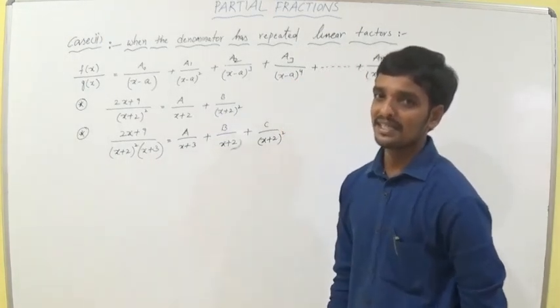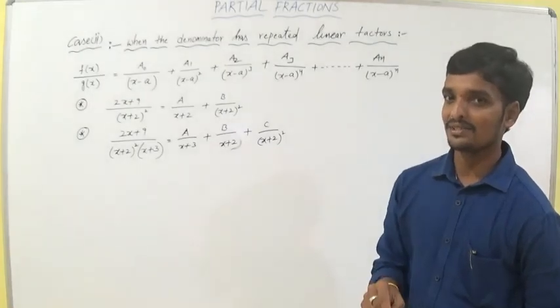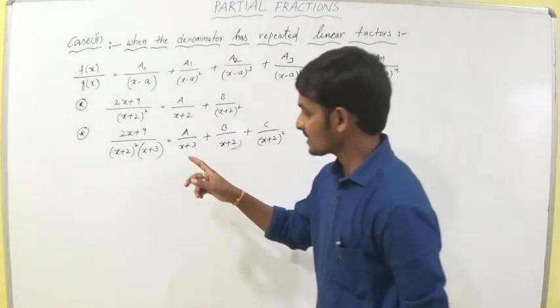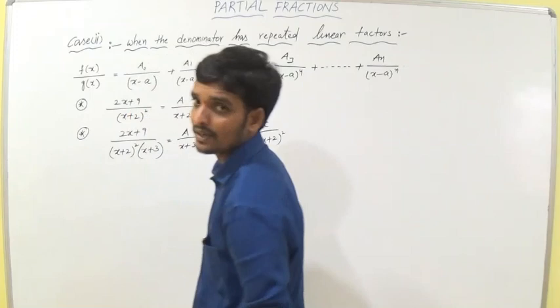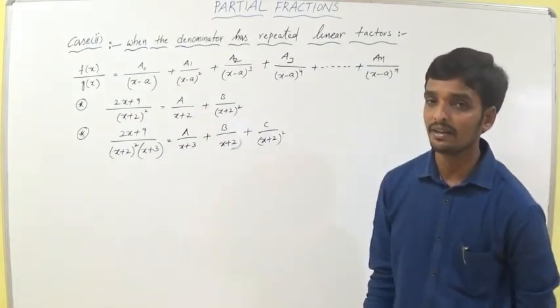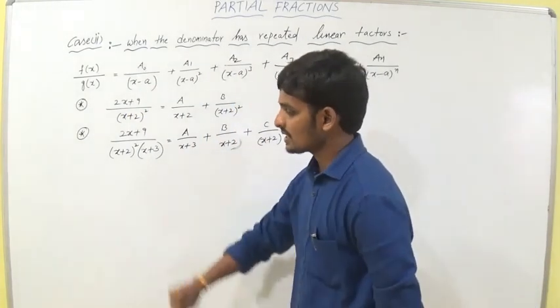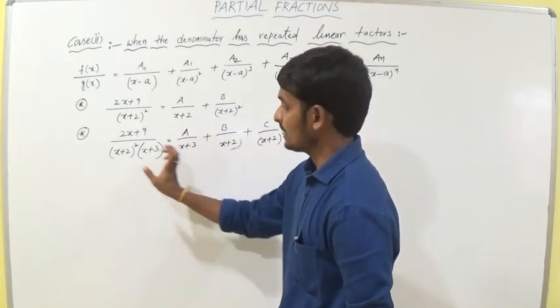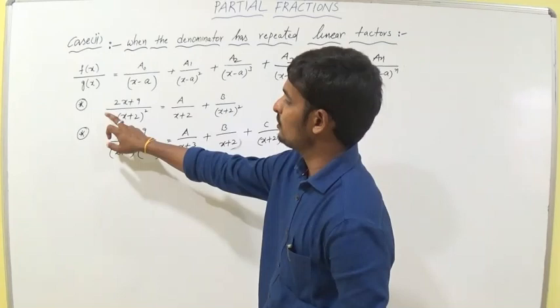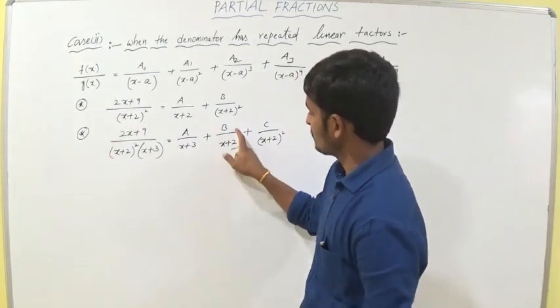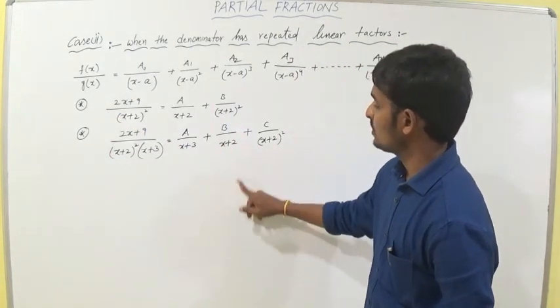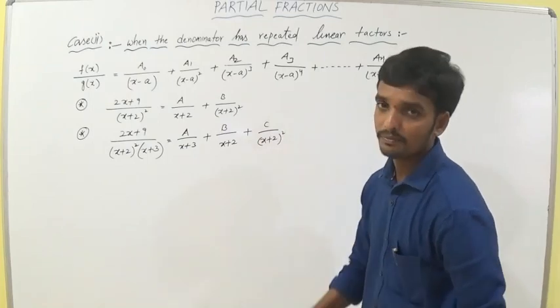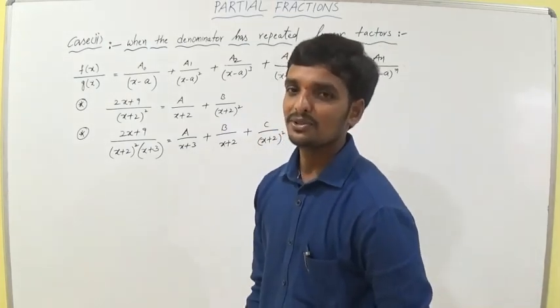Mixed case means it has a linear factor and also a repeated factor. Linear factor and repeated factor. So in this case, first we have to write the linear factor a by x plus 3 plus, and the remaining repeated factors we already know from the first example. That means b by x plus 2, c by x plus 2 whole square. Are you okay? So these are the examples.